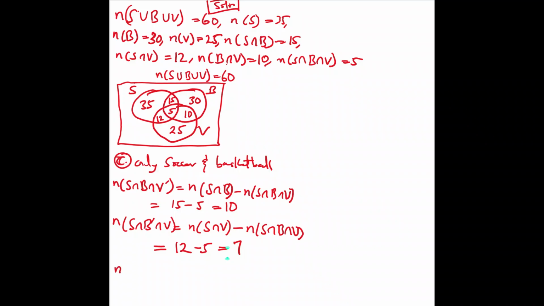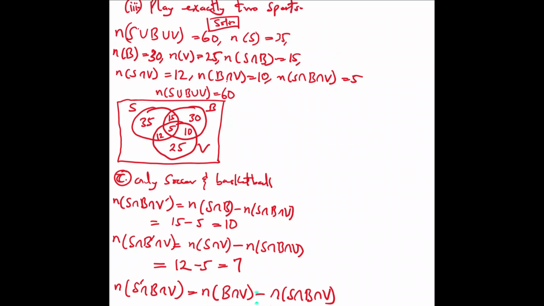And let's look for the number of students who play only basketball and volleyball. So that will be S prime intersection B intersection V. That will be the number of B intersection V minus the number of students who play all three. So that will be 10 minus 5, which is equal to 5.